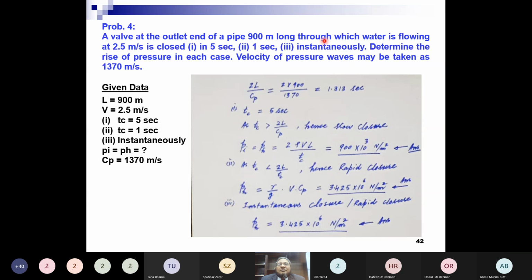Now the third, what was the third case? Instantaneous closure. It is the same as rapid closure. So the answer which we are getting here, we will get the same answer for instantaneous closure. So this is the solution of the fourth problem. Do you have any questions? No, sir. Okay.